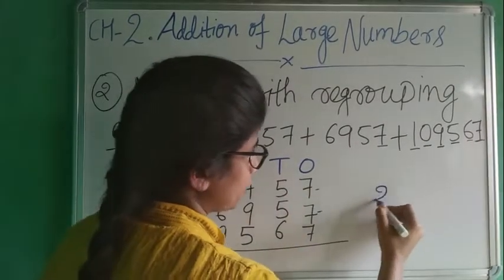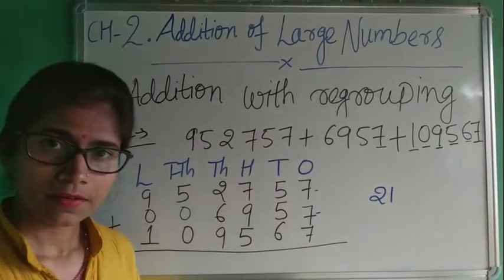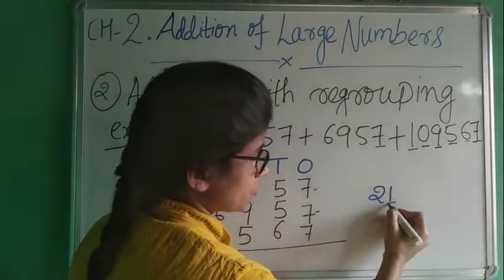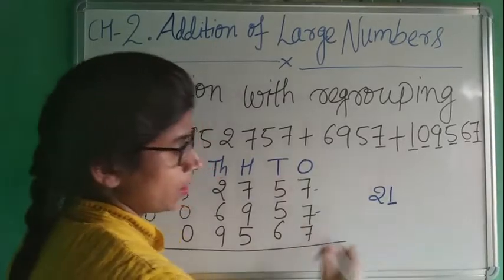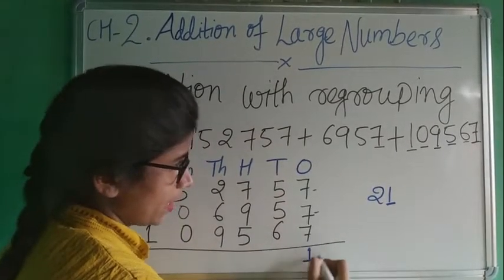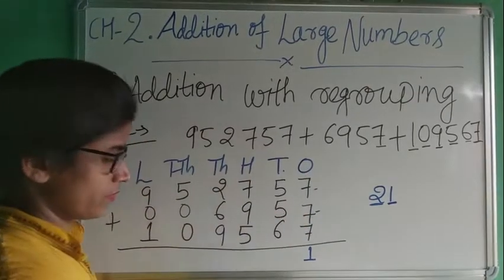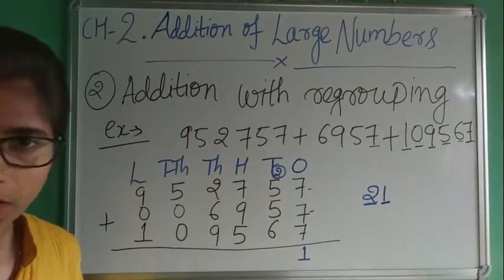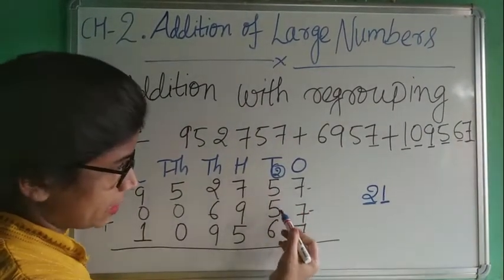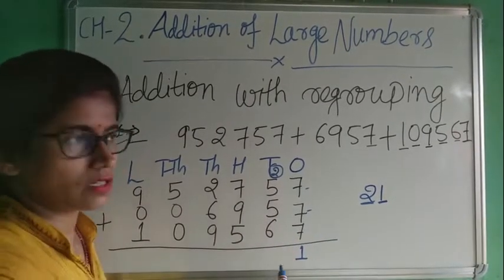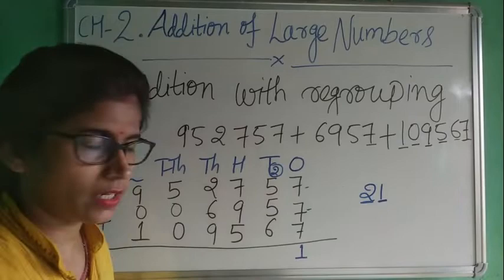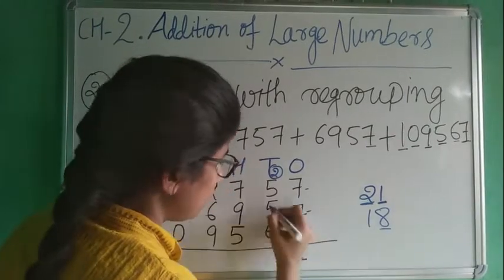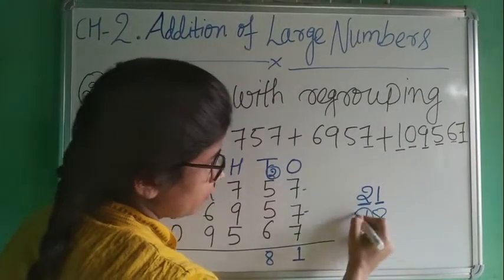Okay. So, can you write 21 directly here? No. According to the rule, by regrouping, you will write only the right side digit. Right side you are having 1. So write 1 here. And this 2 will be carried. Okay? Now add this. 5 plus 5, 10. 10 plus 6, 16. And 16 plus 2, 18. Can you write 18 directly? No. 8 will be here and 1 will be carried.